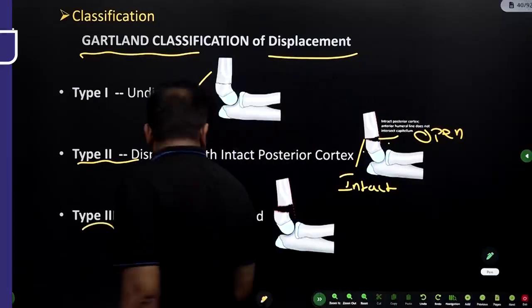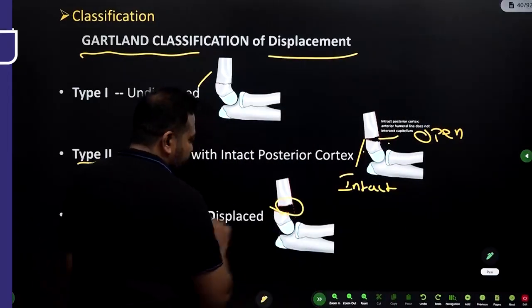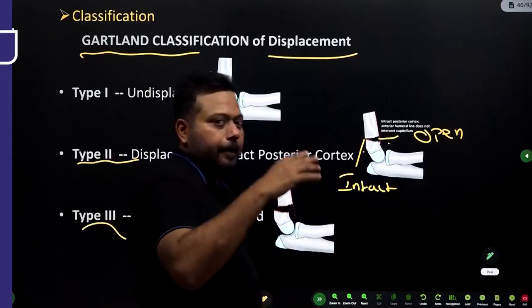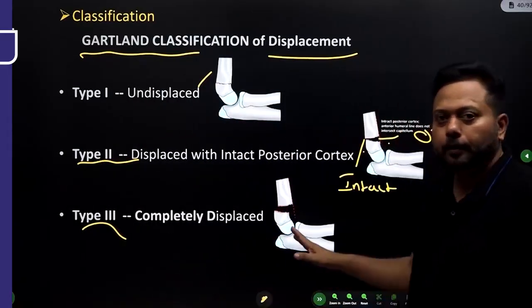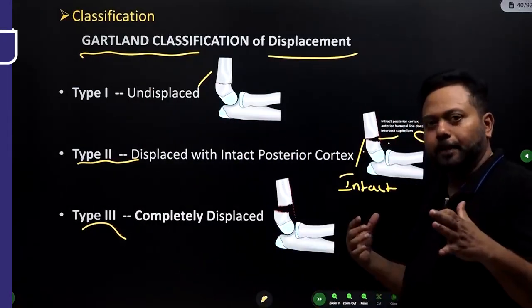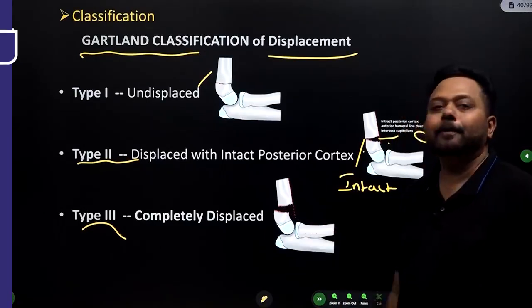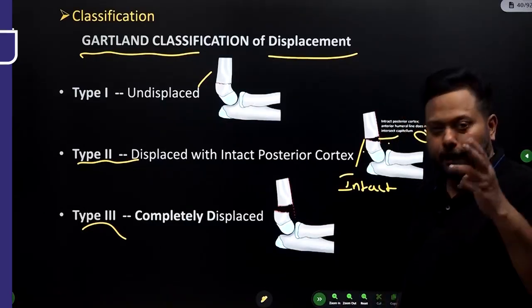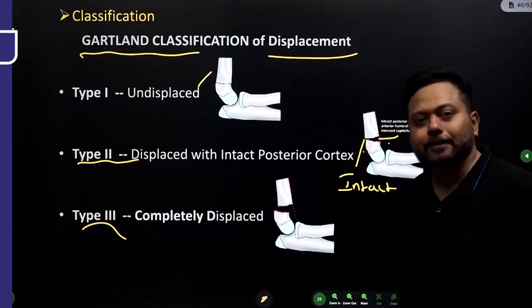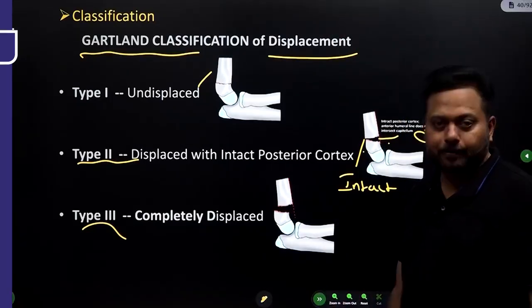Gartland's type 3, completely displaced. You see, there is total distraction and displacement of the proximal fragment and the distal fragment, a big gap between them. Then it is called Gartland's type 3. Only when we classify a fracture can we plan the management.